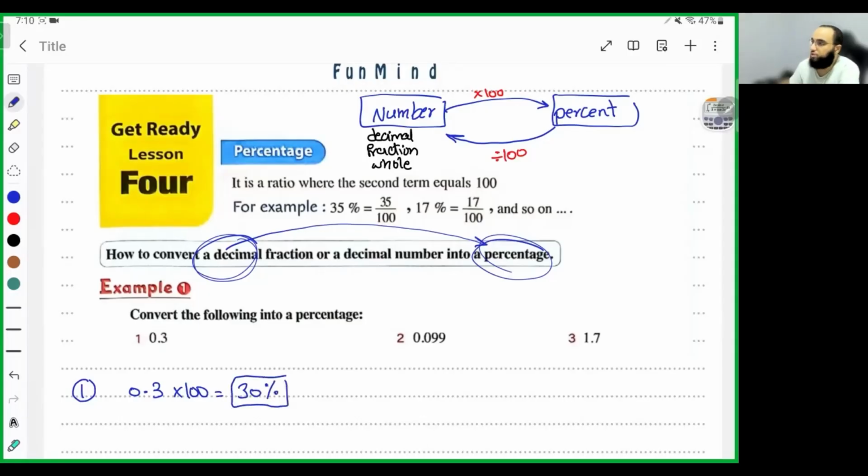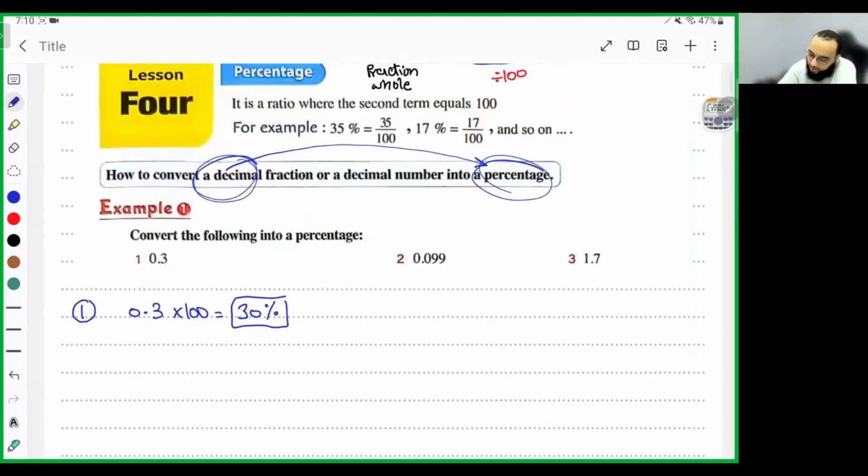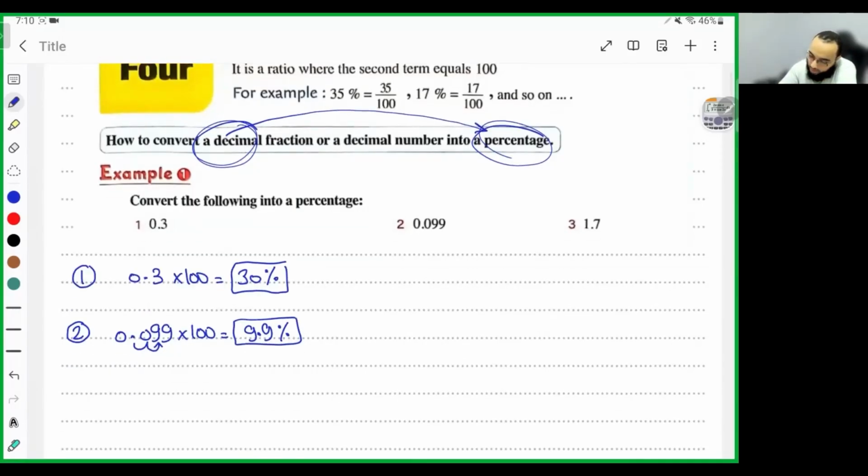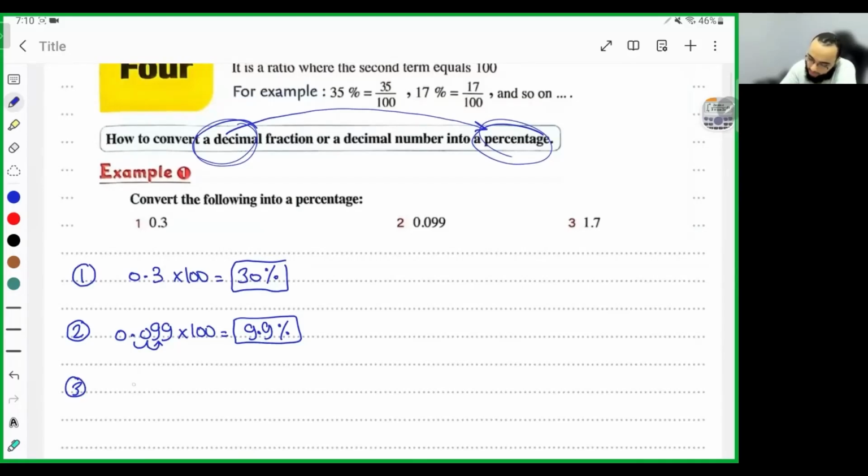30 and beside it the percent sign. About the next, 0.0999, we move the decimal point 2 steps to the right. It's going to be 9.9%, like that. And the next, it's 1.7 multiplied by what?